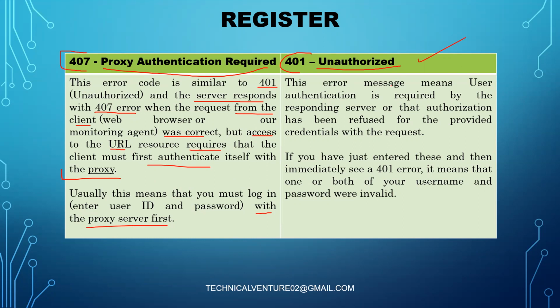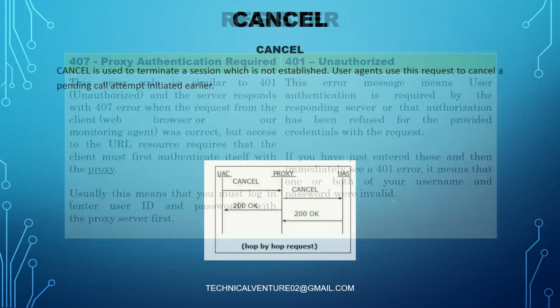It says this error message means user authentication is required by the responding server, or that authorization has been refused for the provided credentials with the request. If you have just entered these and then immediately see a 401 error, then it means one or both of your username and password were invalid, right? I hope you got the difference between these two, 407 proxy authentication required and the 401 unauthorized.